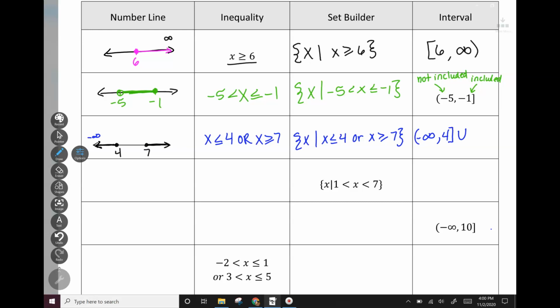And then we start with our next shaded part. So the leftmost part of our next shaded part is 7. So square bracket 7. Then it goes on forever and ever to infinity. So that's infinity parentheses.